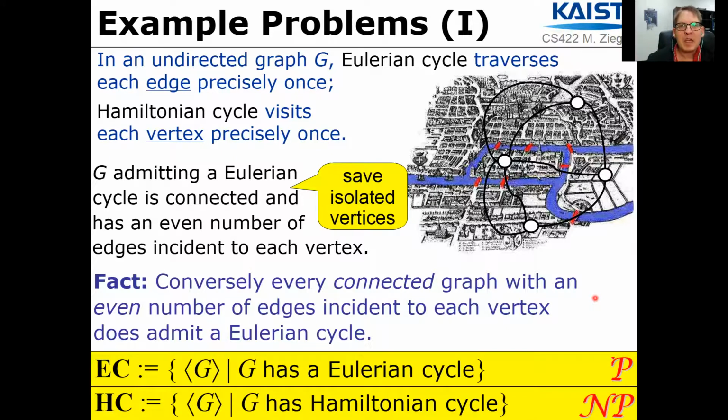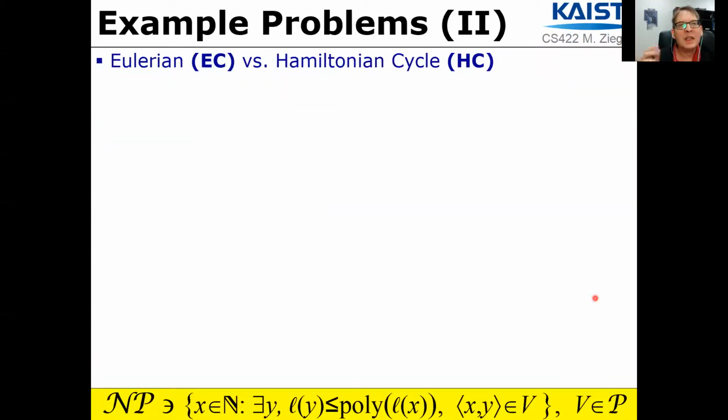And here are some more decision problems that we're going to look at in the next session. So here's Eulerian cycle versus Hamilton cycle problem.